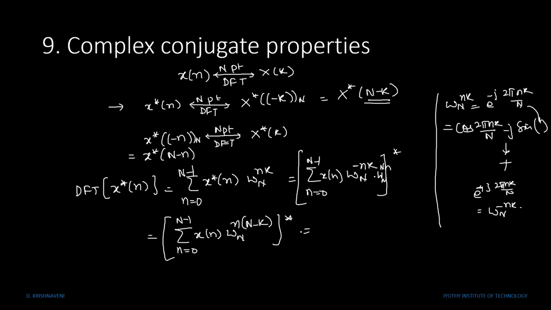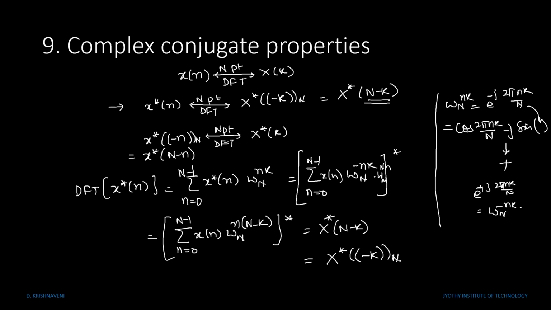So this will now be equal to the summation of x of n W_N to the power of n into (N minus k), which is the DFT of x of n at N minus k, and the whole conjugate is there. So the DFT of the conjugate of x of n will be the conjugate of x of N minus k, which is equivalent to the conjugate of x of minus k modulo N.